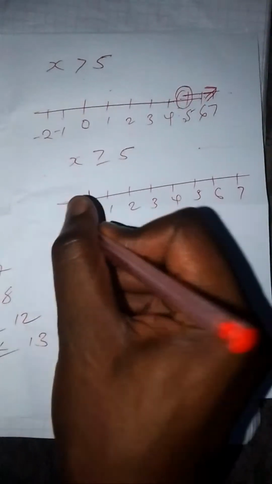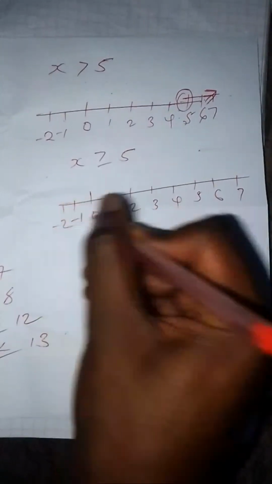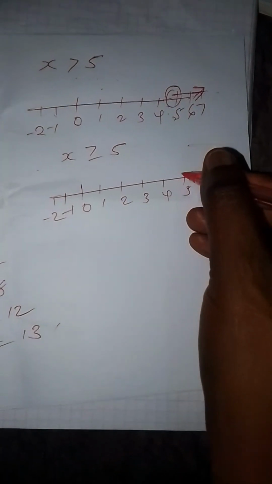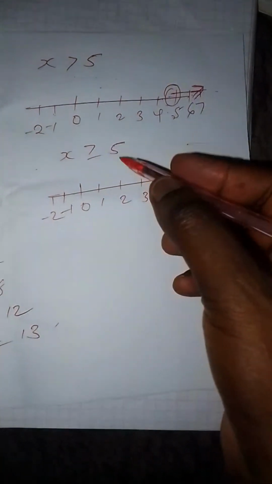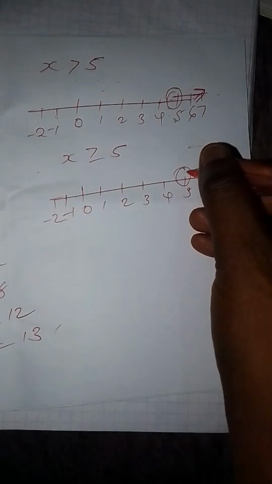Then from there, on this other side, maybe you can have -1, then -2. Now, from there, we are going to point where 5 is. So this is where 5 is. So we shall circle 5. Because x is greater than or equal to 5, we shall give the arrow to show that.